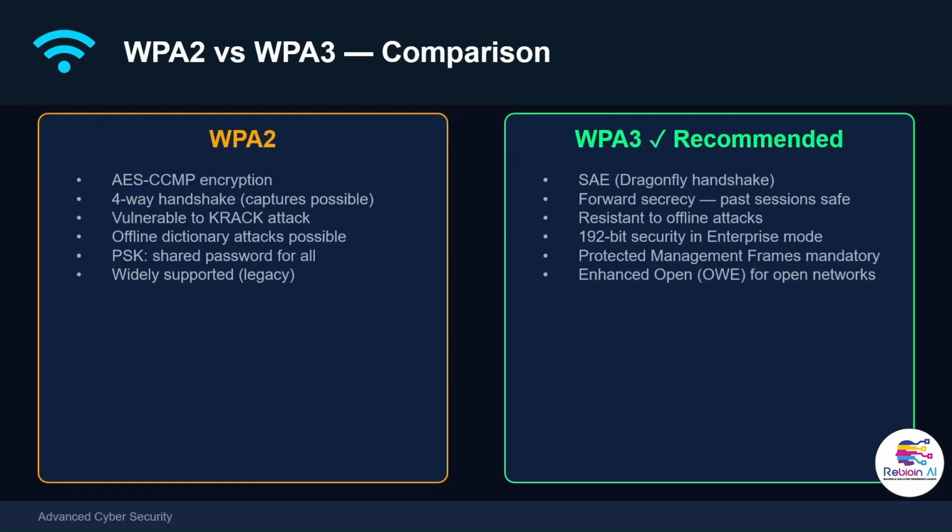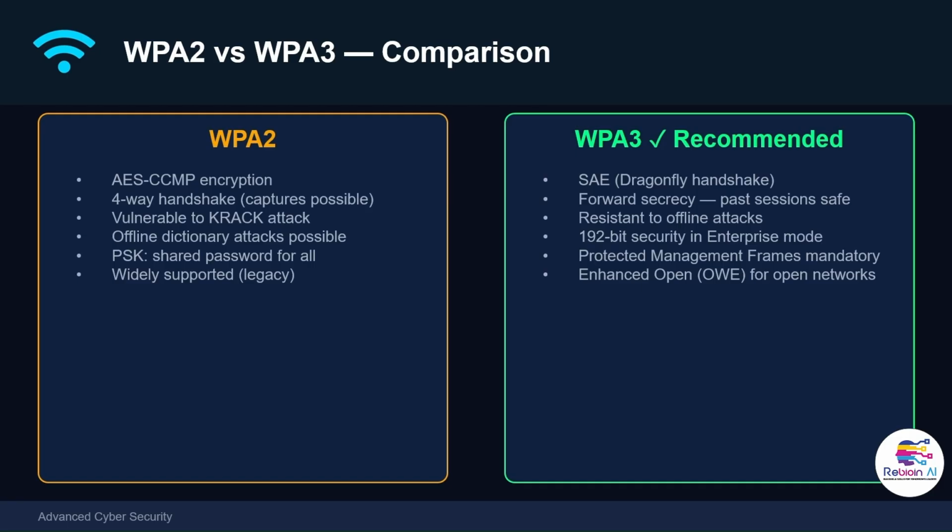Now let's compare WPA2 and WPA3. Let me break down the key differences because this matters practically. The biggest improvement in WPA3 is protection against offline dictionary attacks. Here's how that worked with WPA2. An attacker sits near your house, captures your WPA2 handshake when your phone connects to the router. This takes maybe 10 seconds.